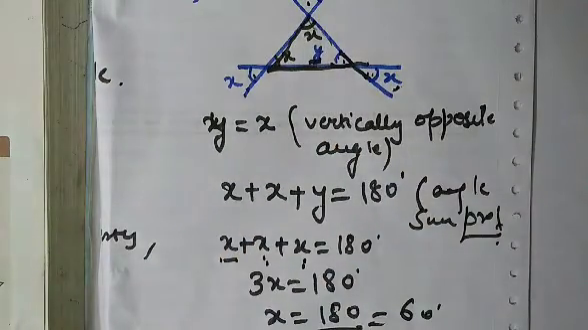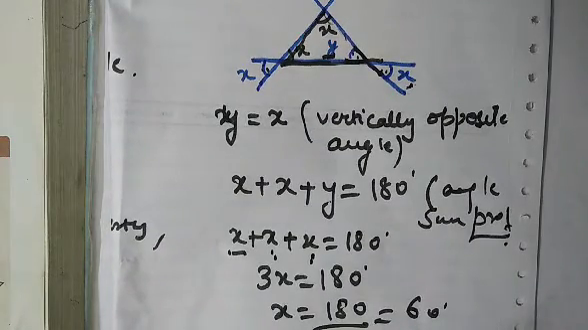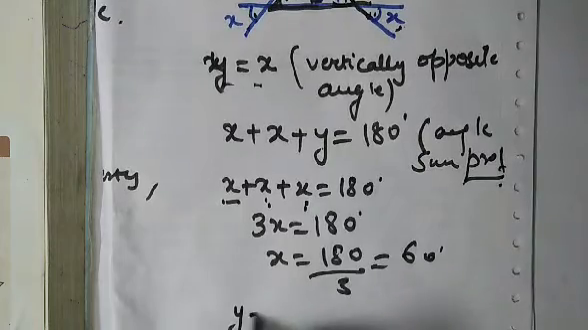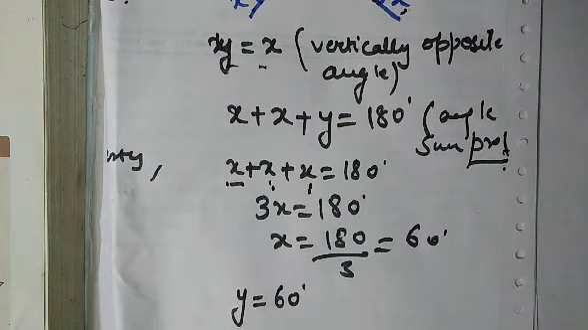And so this is an equilateral triangle, because in an equilateral triangle, all the angles are equal and they are of 60 degrees. So this way you have to find x is 60 degrees. Now as x is equal to y, y is also 60 degrees. So this is what we have to find. Now this exercise is complete. I hope it is clear to you.